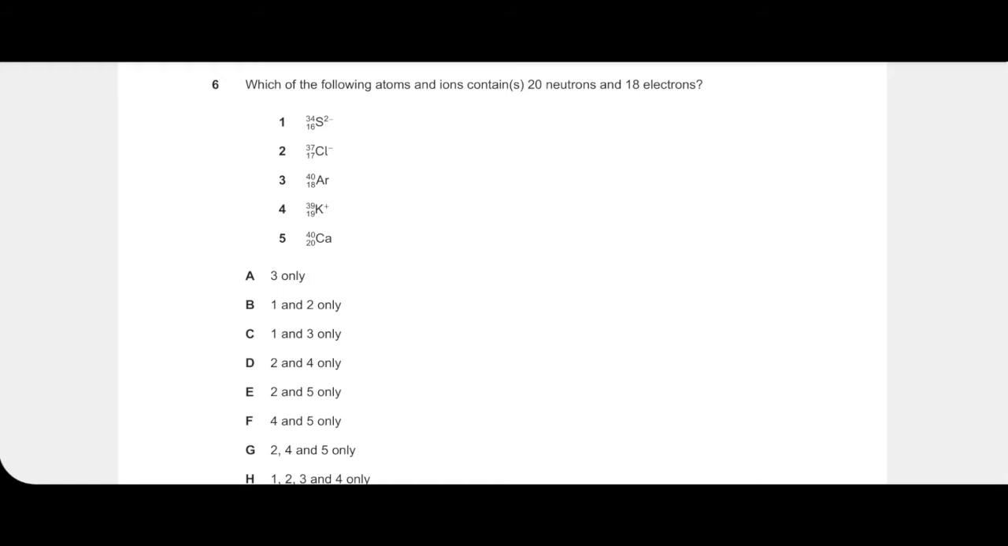So armed with this information, let's answer the question. Statement number one: the number of neutrons is going to be 34 minus 16, which is equal to 18. And the number of electrons is going to be 16 plus 2, which is equal to 18. The reason for this is because the sulfur ion has a 2 minus charge. Therefore, it's gained 2 electrons, so we have to add 2 onto the atomic number. That gives us 18. With this knowledge, we know that number 1 is incorrect. It doesn't meet our requirement of 20 neutrons and 18 electrons.